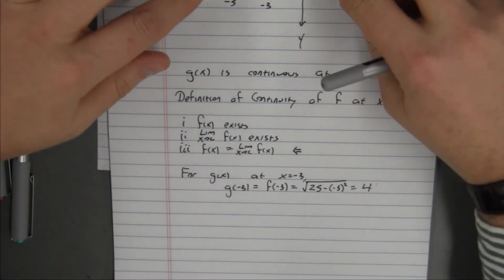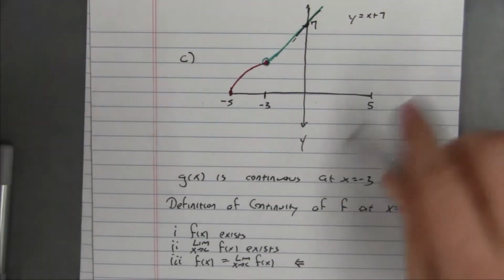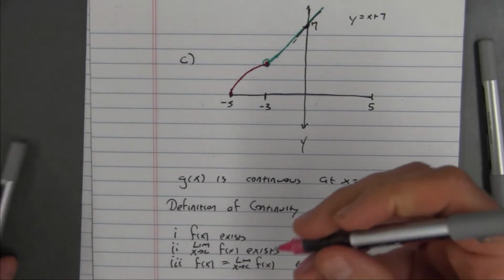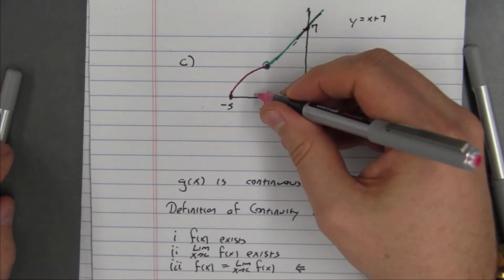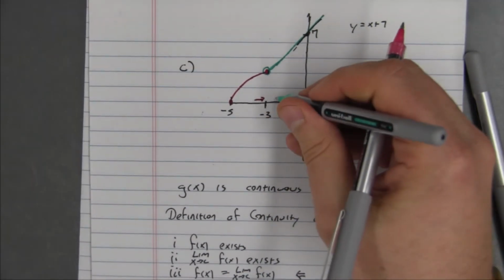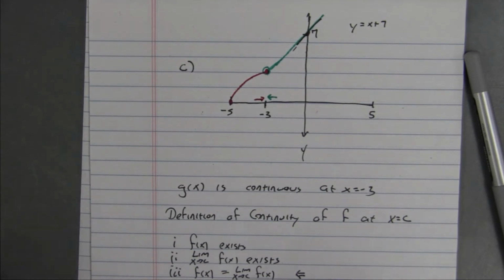Now, when we look at the limit of this function here, and we want to show that the limit as x approaches -3 exists, there's really 2 parts to that. We need to show that the limit as x approaches -3 from the left exists, and that the limit as x approaches -3 from the right exists, and that they are equal.